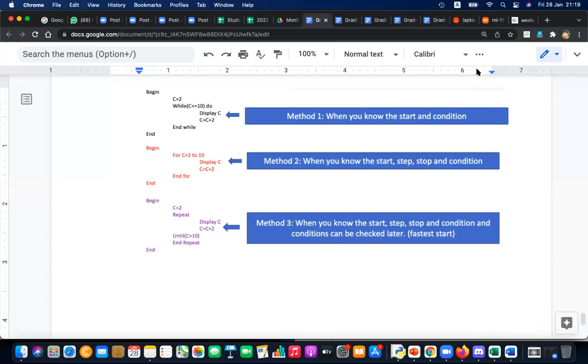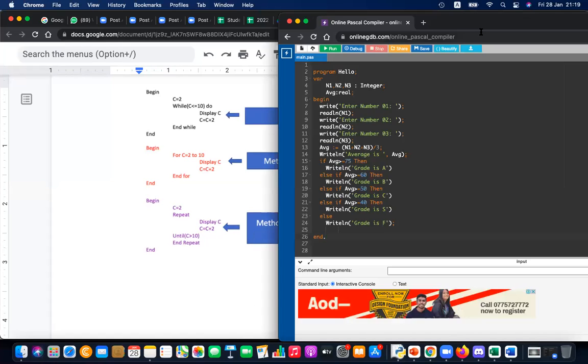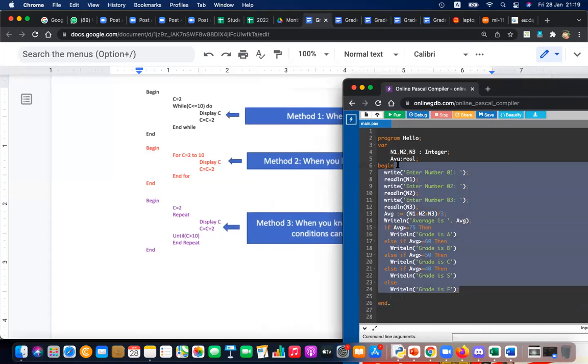Let's understand these three methods with the practical. So let's take your example. I'm going to take the online Pascal compiler and try this. The first one, actually the answer is not the same as the question. So what I have written here is not the same as the question. The question says print numbers from 1 to 10. So let's apply to that one and understand.